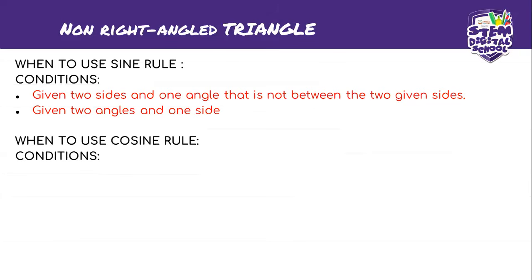Now, when to use the cosine rule? There is also a condition under that. The first condition is when we are given all three sides. Here's the triangle, and in that triangle, we are given three sides. Then in that case, we are going to calculate using what? The cosine rule.